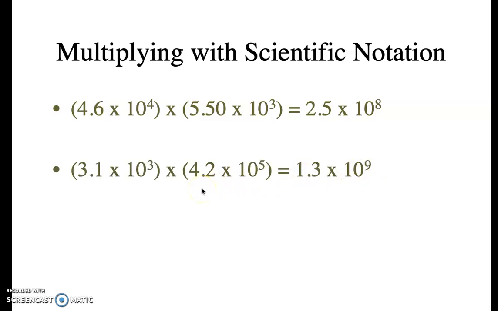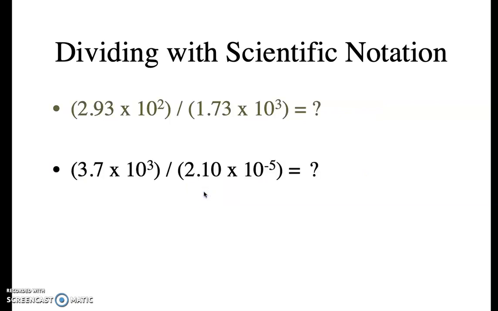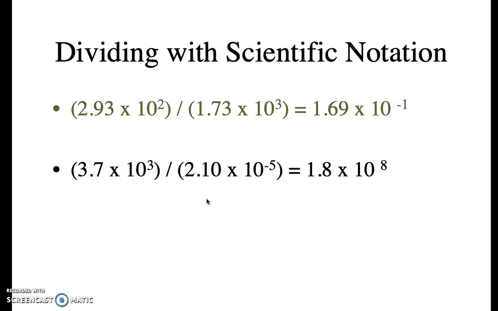Okay. Now, let's practice dividing in scientific notation. So here's two numbers. Write them down in your notebook, pause the video, calculate their answer. Now for your answers, check in your answers. The first number is 1.69 times 10 raised to the -1, has 3 sig figs. And the bottom one here has 1.8 times 10 to the 8th. It has 2 sig figs because this number has 2 sig figs as the lowest.